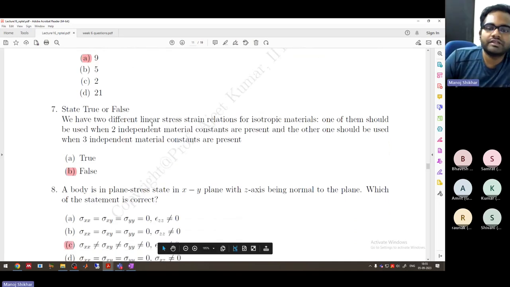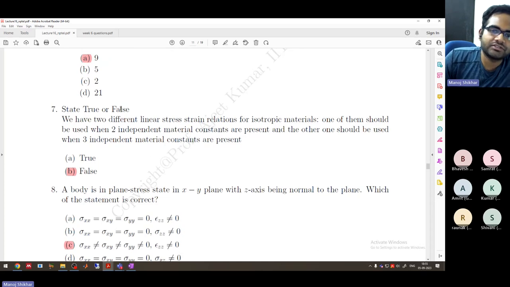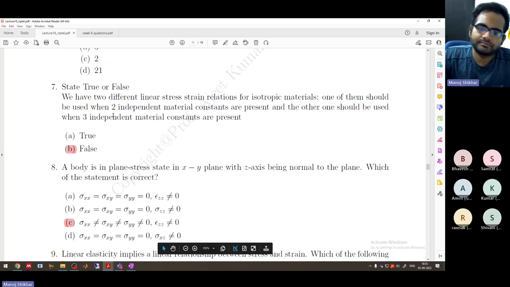Now question number 7: we have to say whether it is true or false. We have two different linear stress and strain relations for isotropic materials. One of them should be used when two independent material constants are present, and the other one should be used when three independent material constants are present. This statement is false, because for isotropic materials we have only one linear stress-strain relationship, and also we have only two independent material constants. We don't have three independent material constants. So this statement is false.